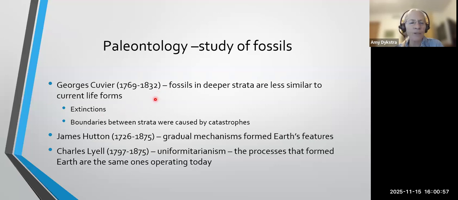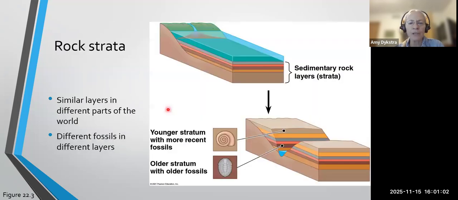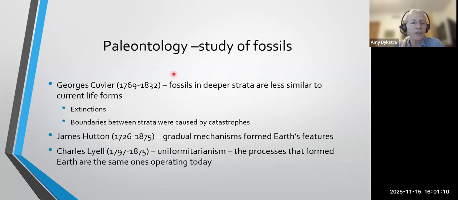And he also noticed that there were distinct boundaries, and you can see that in this picture. There are distinct boundaries between certain layers in the rocks, and he attributed those boundaries to catastrophes, such as a global flood, as described in the book of Genesis.